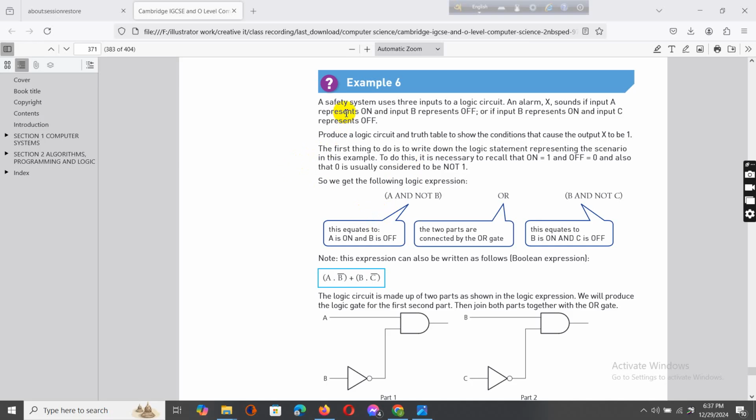Today I will discuss example 6 from your book, chapter 10, Boolean Logic. The question given here is that a safety system uses 3 inputs to a logic circuit. An alarm X sounds if input A represents on and input B represents off, or if input B represents on and input C represents off. For this particular condition, your alarm system will give you a sound. So you have to produce a logic circuit and a truth table to show the conditions that cause the output X to be 1.